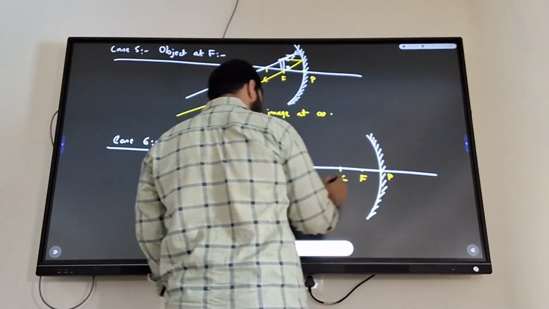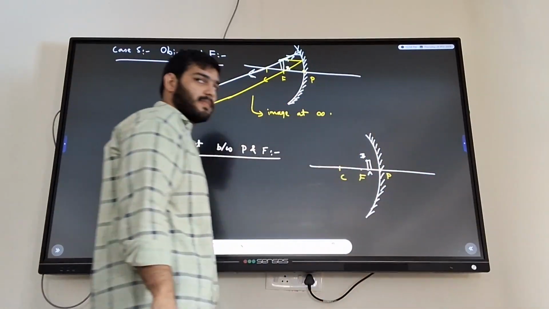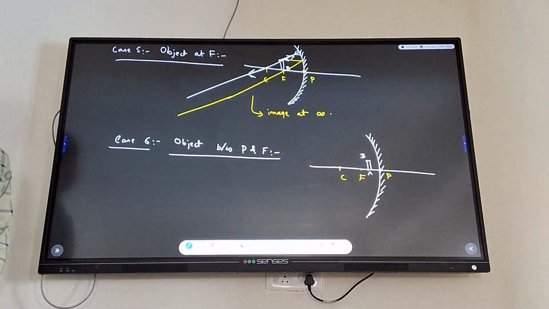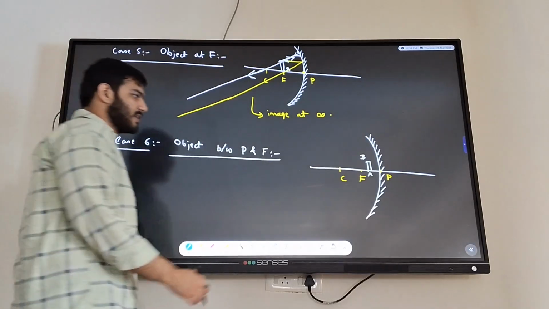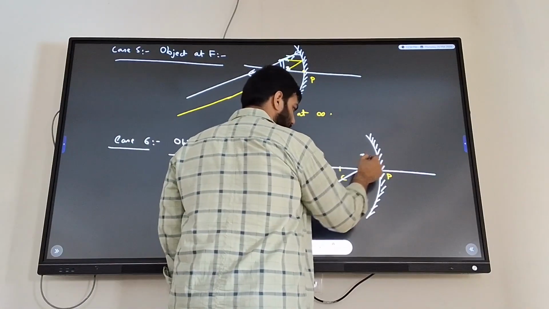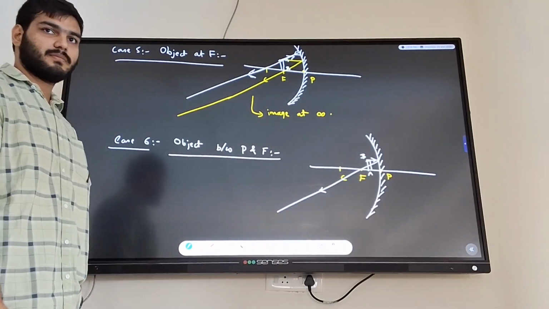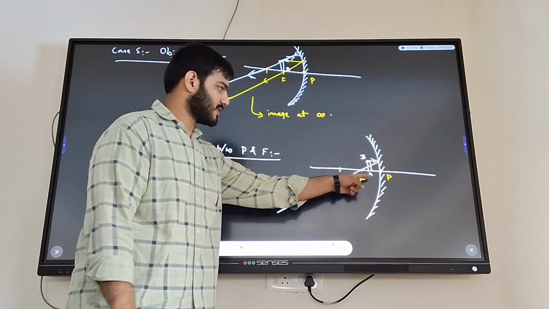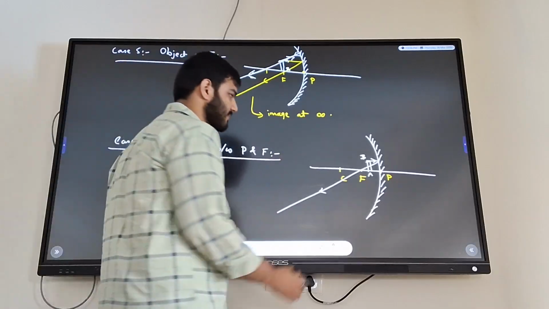If I put my object between P and F, A, B, now what do you think? Which range should I consider? Parallel and through pole. A ray parallel to the principal axis goes like this. Anything else? Pole. Maybe you can take one of the rays through the pole, or you can take the one through the center of curvature as well. Okay?